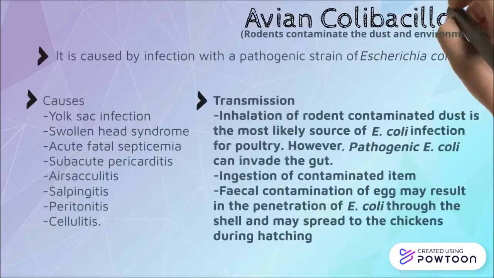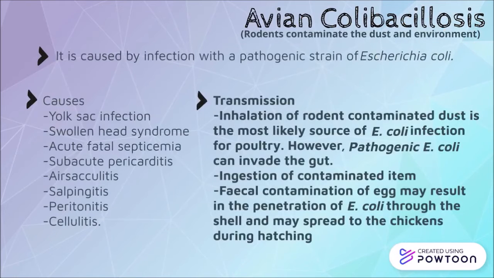Avian bacillosis is caused by infection with a pathogenic strain of Escherichia coli. It can cause yolk sac infection, swollen head syndrome, and even cellulitis in poultry animals. It can be transmitted by inhaling contaminated dust or ingestion of contaminated items.